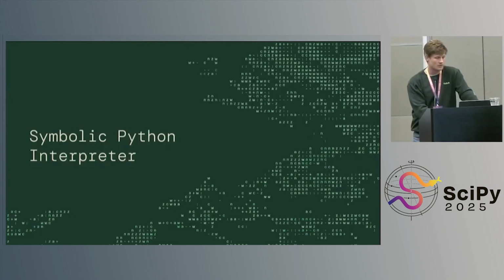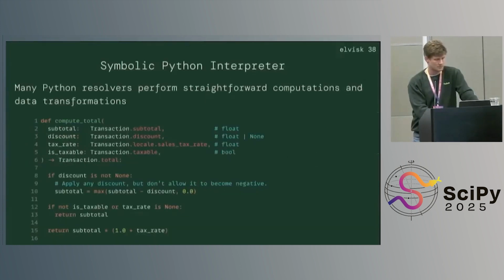And we do this with what we call our symbolic Python interpreter. What we found in production is that a lot of Python functions are actually not too complex, right? They're things like, I want to compute the total of a transaction by looking at the subtotal, maybe a discount that we're applying, some local sales tax, and whether or not the transaction was even taxable.